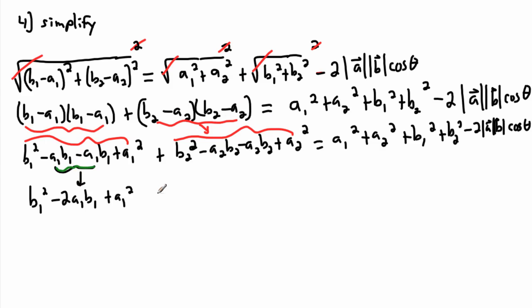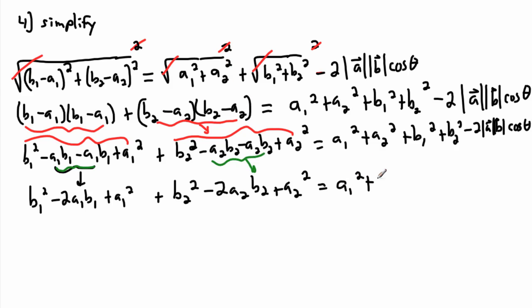And let's see now, this one here is plus. I'm just trying to keep the spaces so we can keep track of all of our players. We have minus 2a2b2 plus a2 squared. That was this mess right here, became that. And of course, that's a1 squared plus a2 squared plus b1 squared plus b2 squared minus 2ab cos theta. Phew! Thankfully, some nice stuff is hopefully going to happen. Let's see what happens.